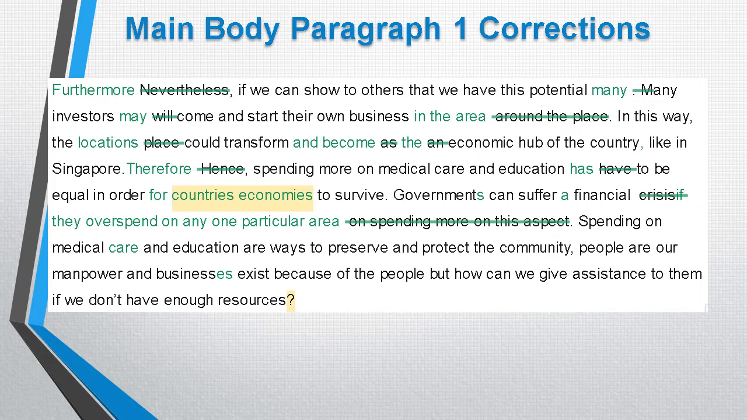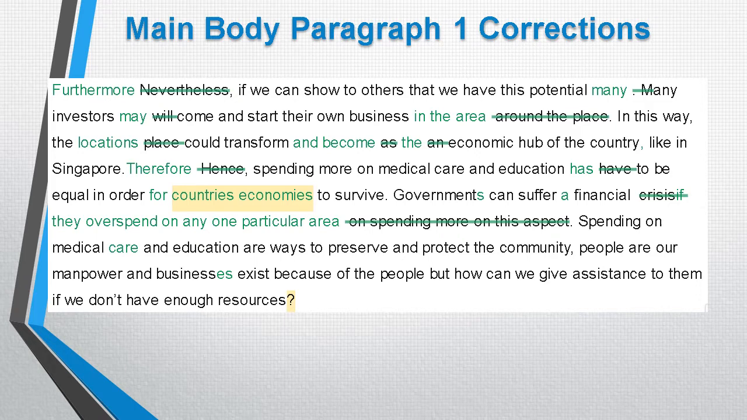The sentence then goes on with, if we can show to others that we have this potential, and then they've had a full stop, so that needs to be changed. Many investors may come and start their own businesses in the area. Notice I've changed the will come to may come, because you have no idea really. If you say will come, it's a massive generalization, and we need to try and avoid generalizations in our essays because they're not specific enough, and they don't help to develop an argument.